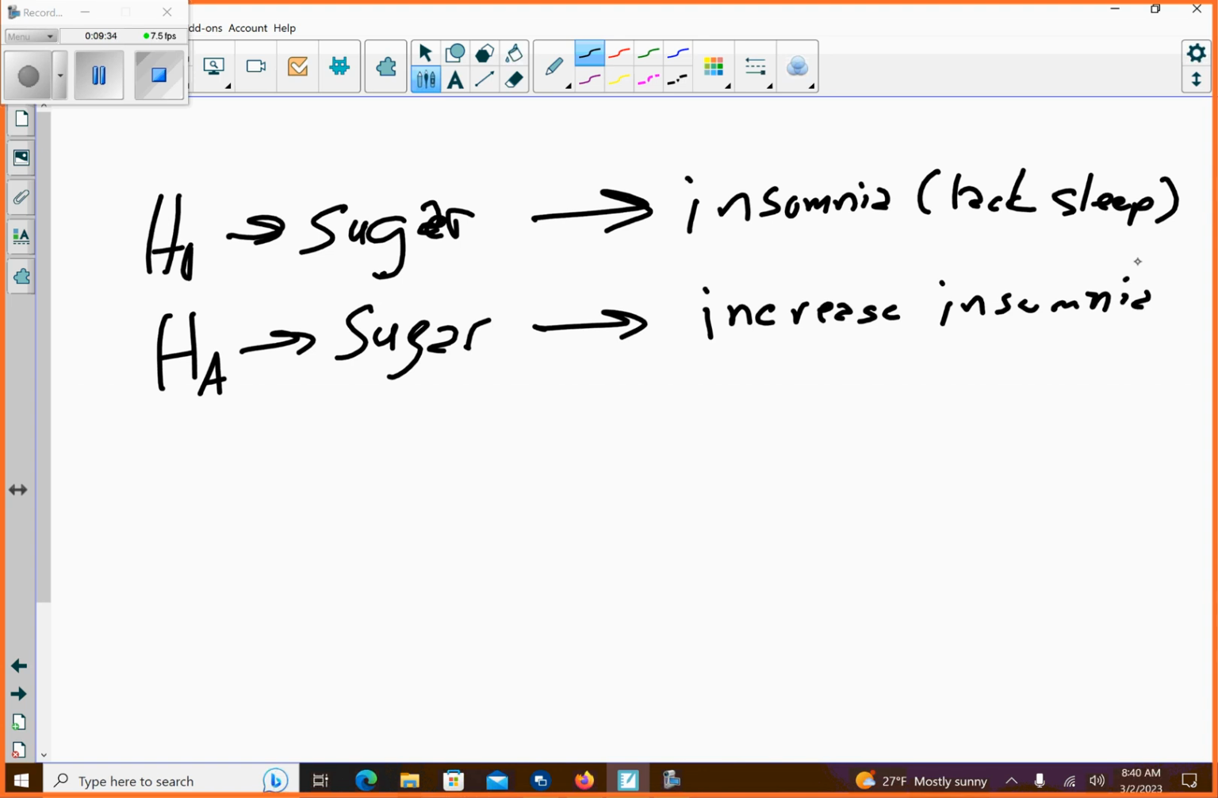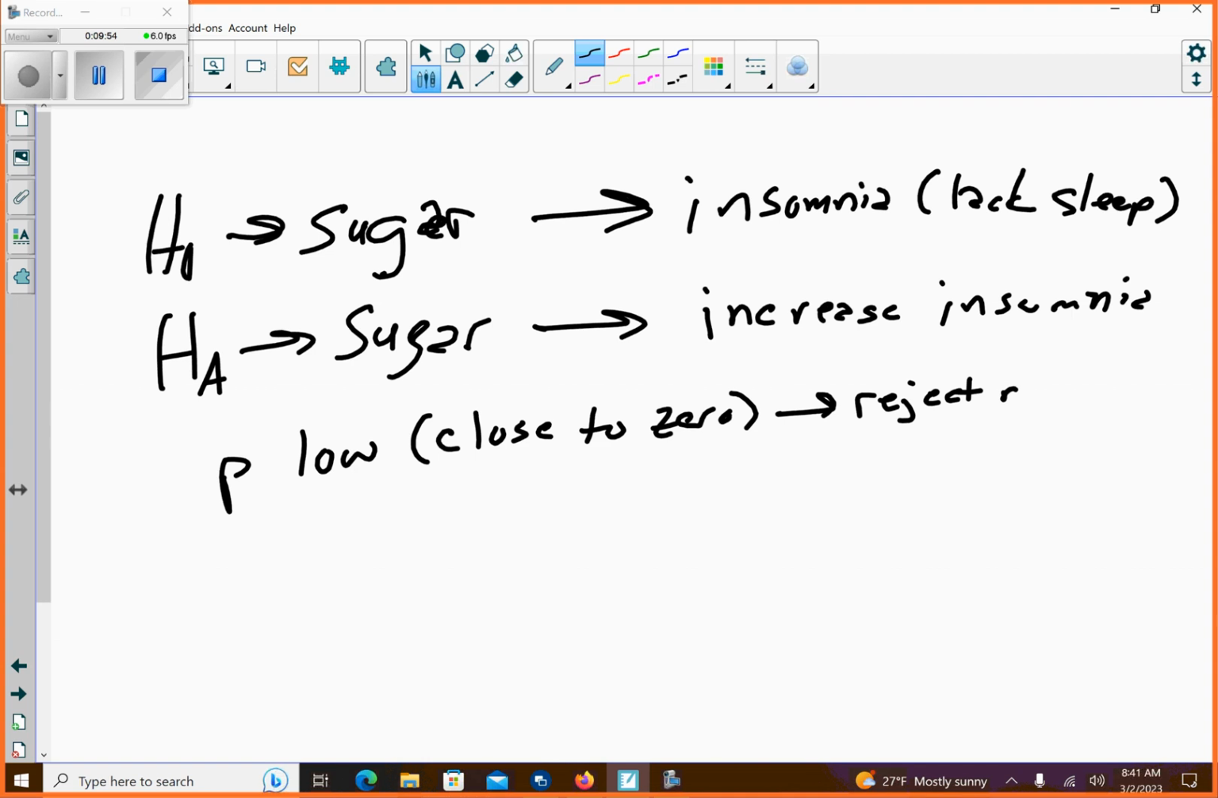So it's one tail because an increase in insomnia. So you'd be looking to the right on our normal curve. So if our p-value is low, so close to 0, our p-value is low, then we reject the null because the evidence that sugar increases the insomnia.